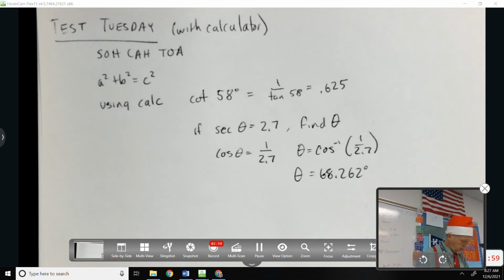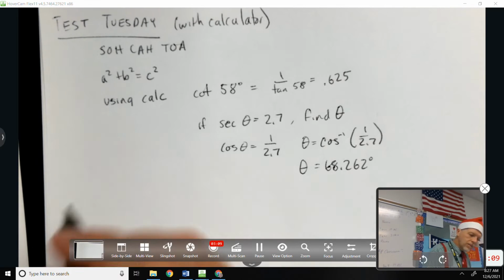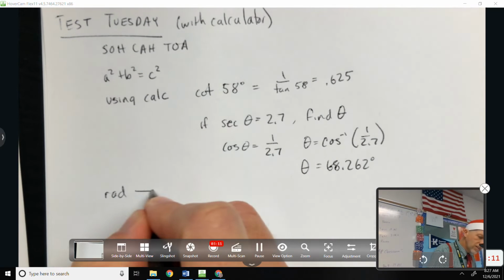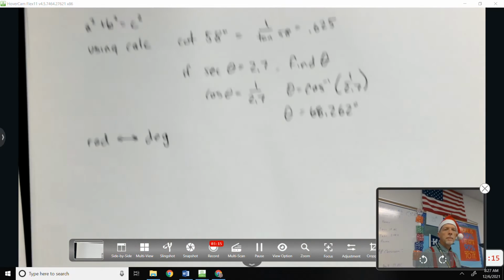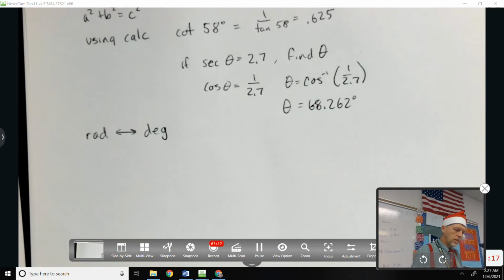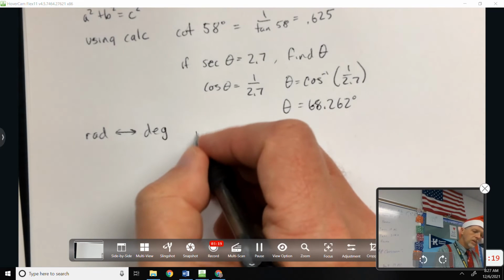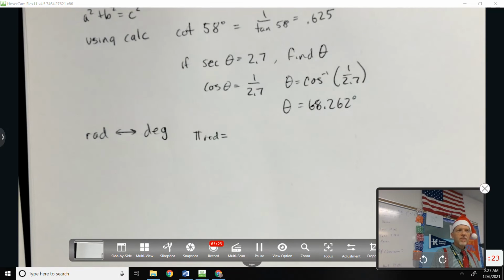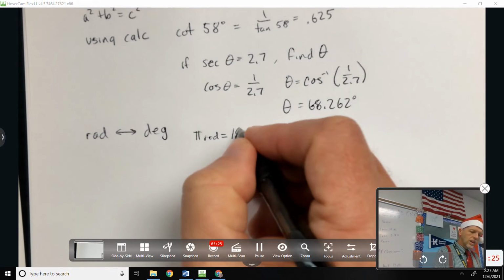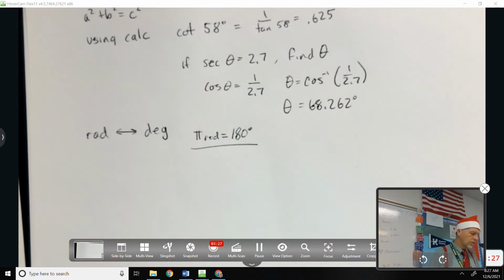Let's see, there's a squared plus b squared equals c squared, and SOHCAHTOA. Ladder leans against the wall. Radians to degrees, degrees to radians. And the main thing there is that pi radians equals how many degrees? 180. That's the conversion factor.